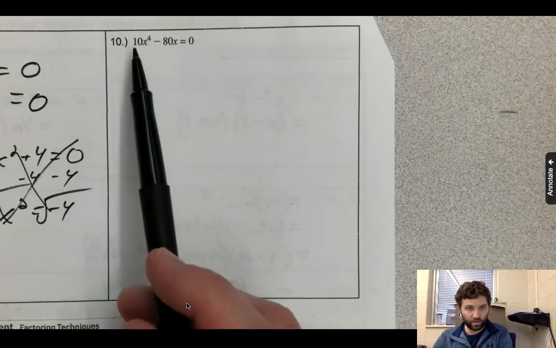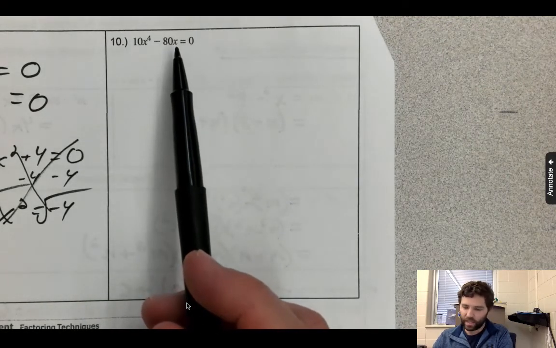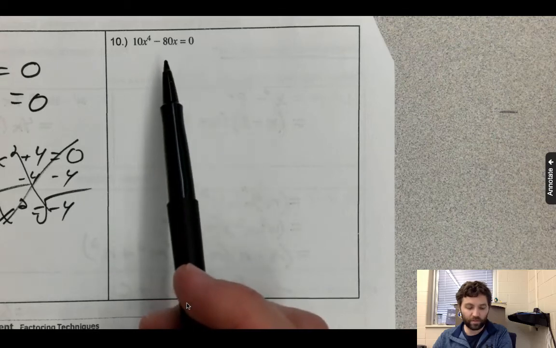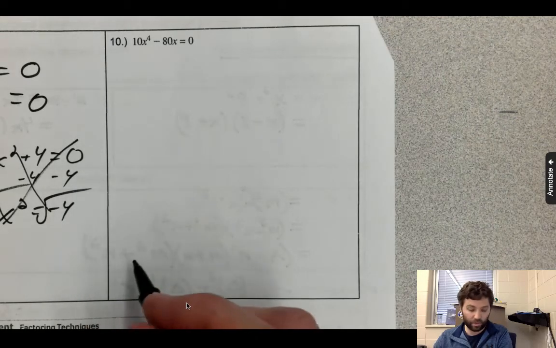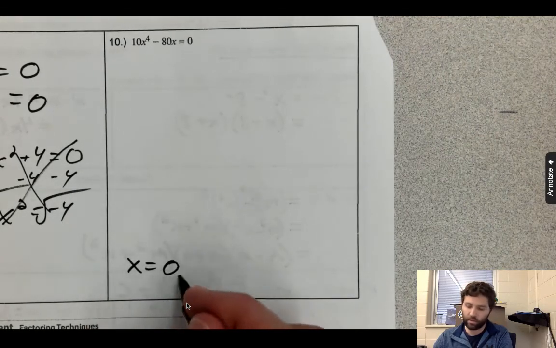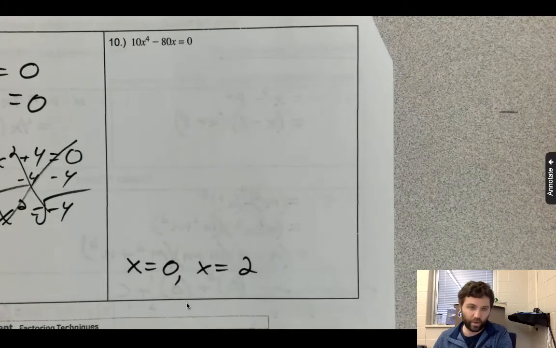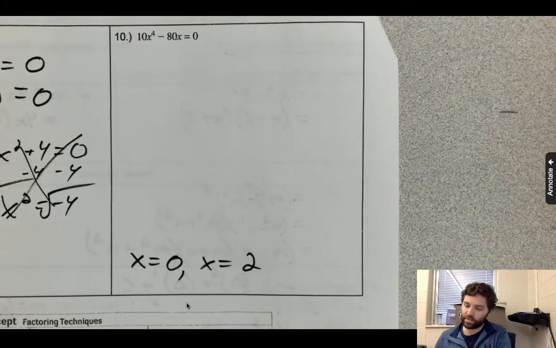Nothing new here. You'd factor out the monomial, and then you'd factor a difference of cubes, and then you ultimately, if you want to try this one, get down to x equals 0 and x equals 2. So you might give that a try and see if you can get down to 0 and 2.